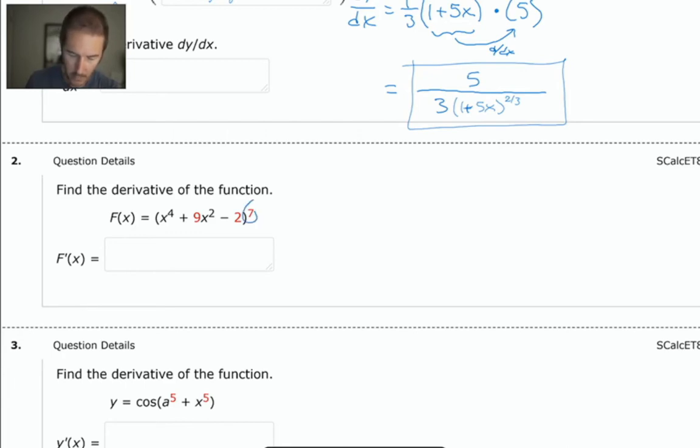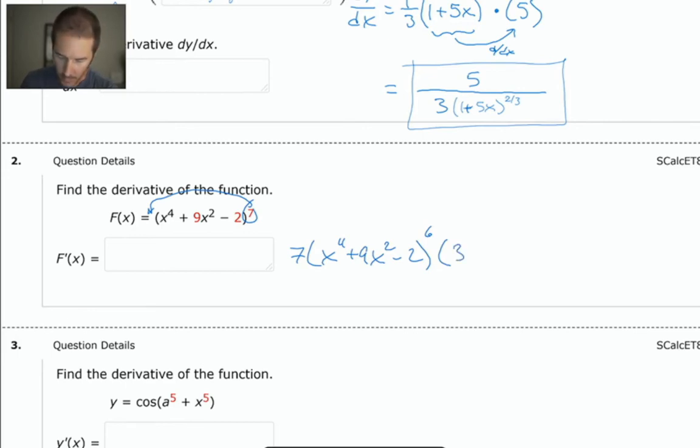I'm going to take the exponent of 7. I'm going to multiply it out front of my inner function. So there's the 7. I'm going to keep the inner function, x to the 4 plus 9x squared minus 2, close. Then I'm going to decrease that original exponent by 1 and make it a 6. And then I'm going to multiply by the derivative of my inner function. Chain rule. If there's an inner function and an outer function, you're using the chain rule.